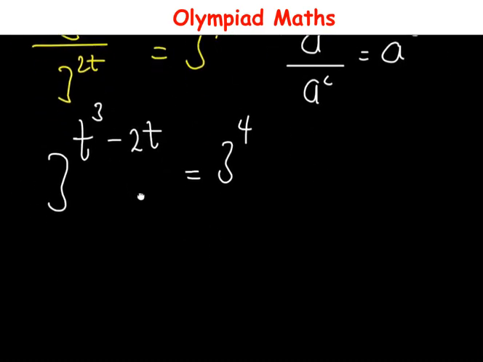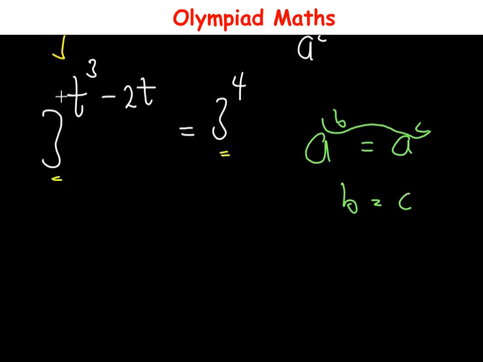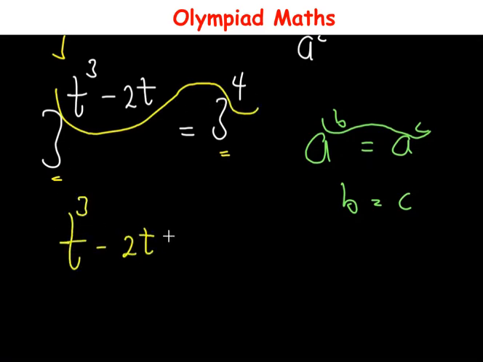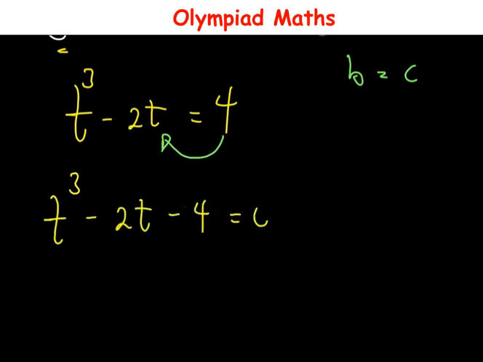Now, at this junction, to further solve this, we're going to make use of this rule that if you have a^b equals a^c, since the bases are equal, simply compare the exponents so that we have b equals c. Same thing here also, we have the same base, 3, so simply compare the exponents. So we have t^3 minus 2t is equal to 4. So simply move 4 over to this side. What we then have is t^3 minus 2t minus 4 is equal to 0.